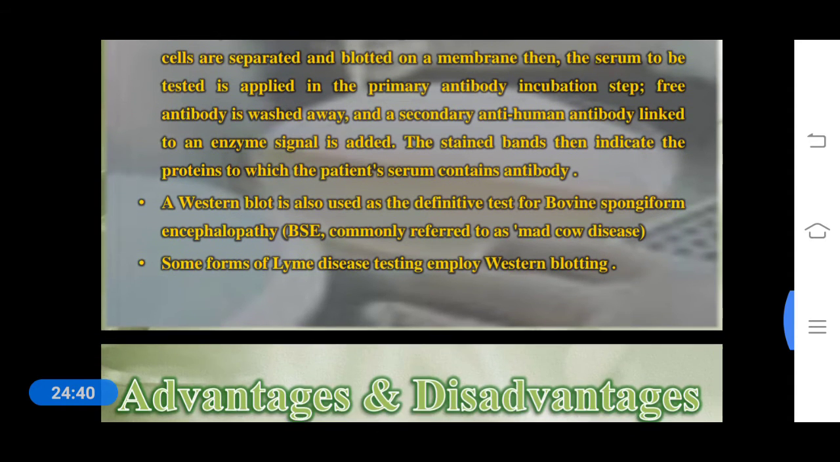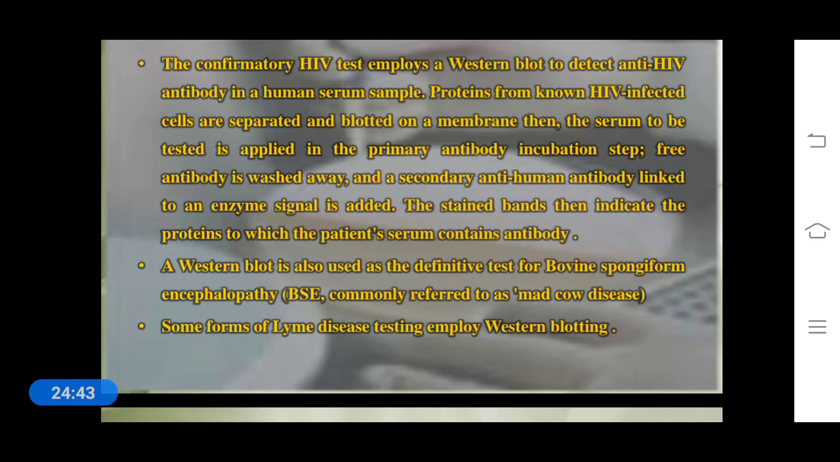A Western blot is also used as a definitive test for bovine spongiform encephalopathy, commonly called mad cow disease. During immunology, we can discuss this mad cow disease. And some forms of Lyme disease testing employ Western blotting. For Lyme disease identification also, this Western blotting is used.